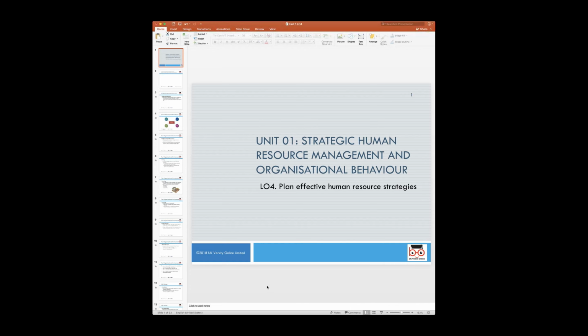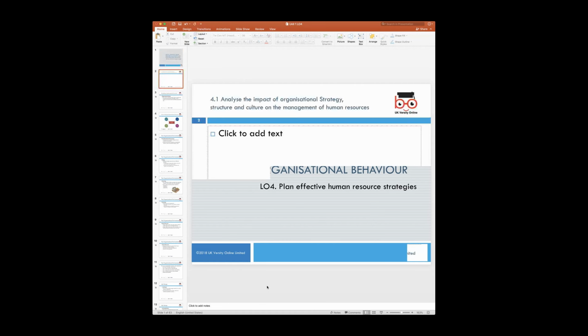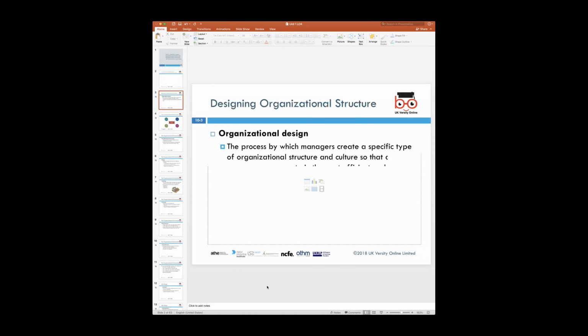Now, one or two things before we start. The key will be that when we look at, say, a human resources plan within an organization, we always look at the organization in terms of its background, its aims and objectives. We look at the structure of the organization and also the culture of the organization. And accordingly, a plan is made, and then that plan is adapted and implemented within the organization.